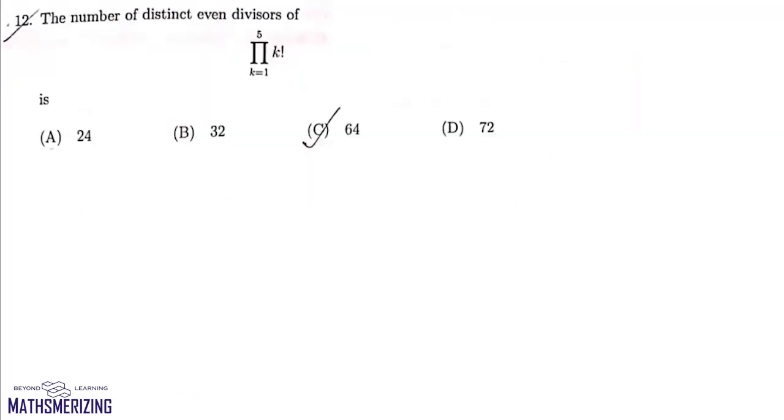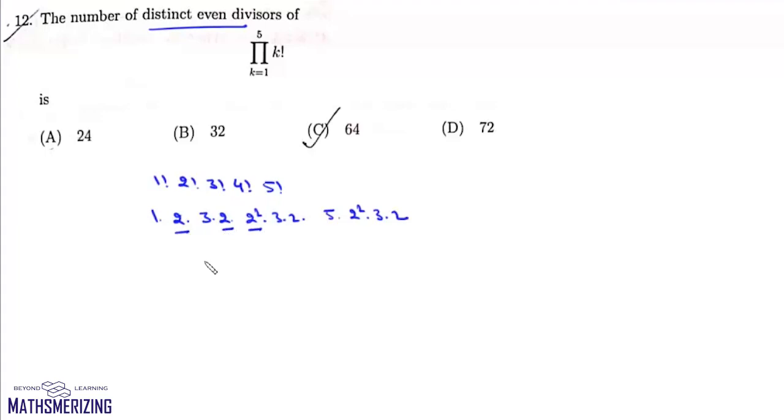Now question number 12 is, we need to find the number of distinct even divisors of this product. Now this is factorial 1 into factorial 2 into factorial 3 into factorial 4 into factorial 5. Now factorial 1 is 1, factorial 2 is 2, factorial 3 is 3 into 2. Now factorial 4 is 2 square into 3 into 2, and factorial 5 is 5 into 2 square into 3 into 2. Now this is 2 to the power 8, 3 cube into 5. Now we need to find the number of distinct even divisors.